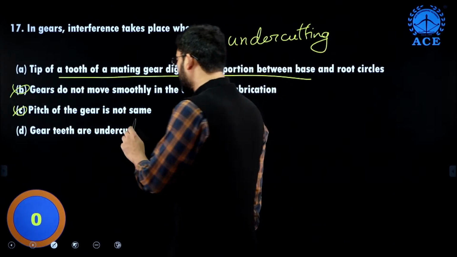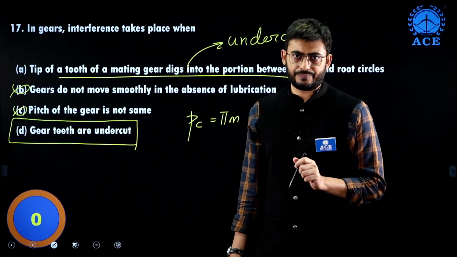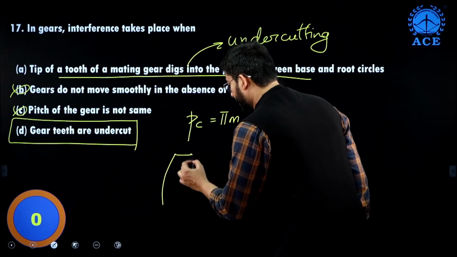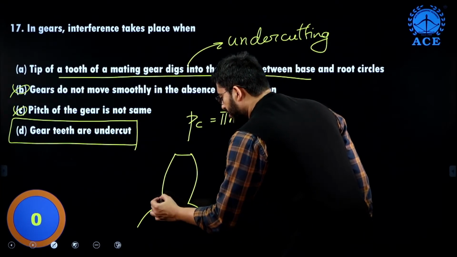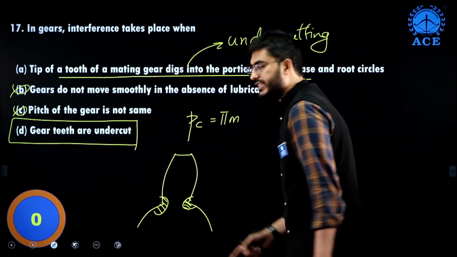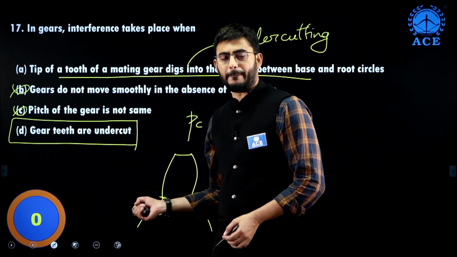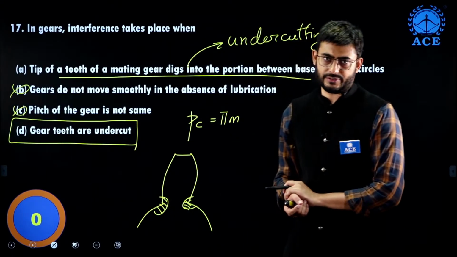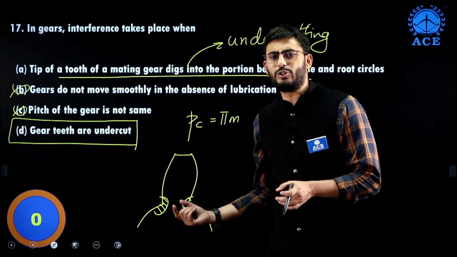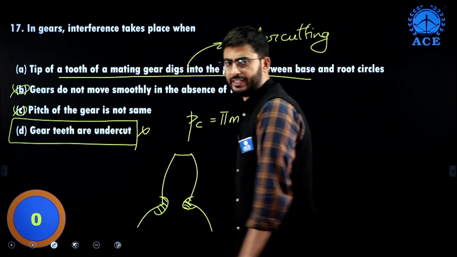Gear teeth are undercut. This undercutting is either the result of interference. After the interference has happened, then the teeth will have the undercutting. Undercutting means this portion of the gear tooth is going to be removed, and this could be the result of interference, or sometimes we do this purposefully in order to avoid interference. Basically, due to the undercutting, the strength of the tooth is going to be decreased. So option D is not at all the correct answer.